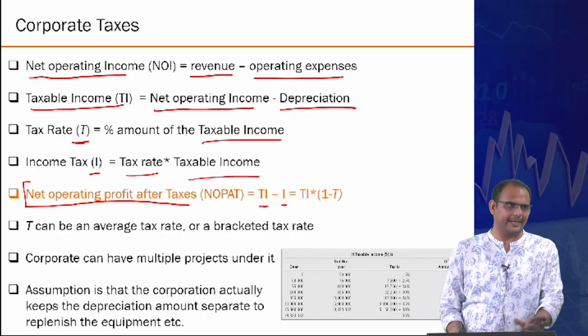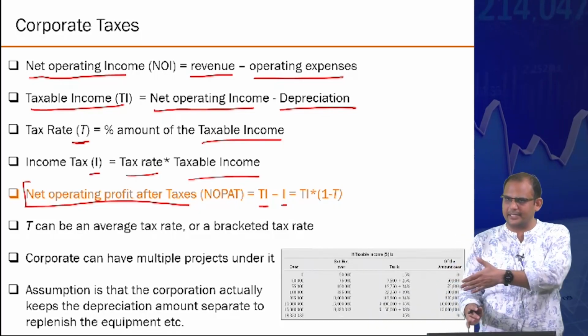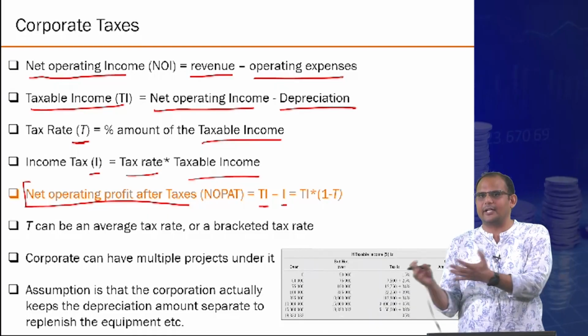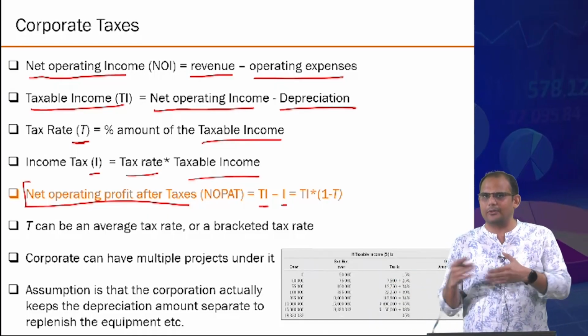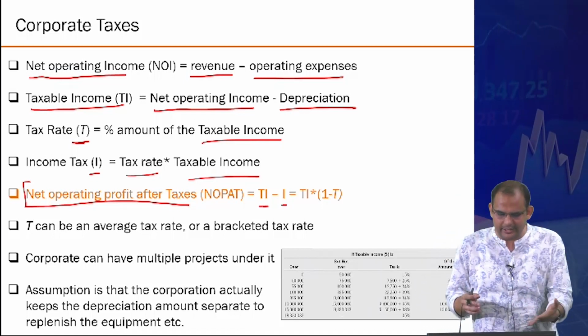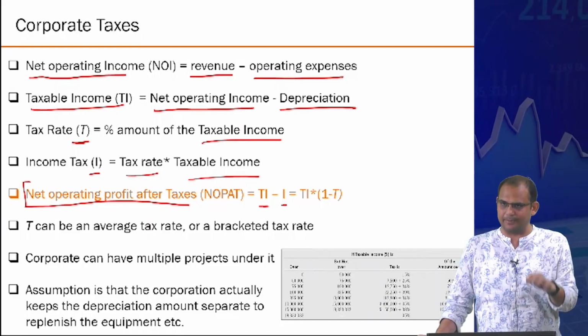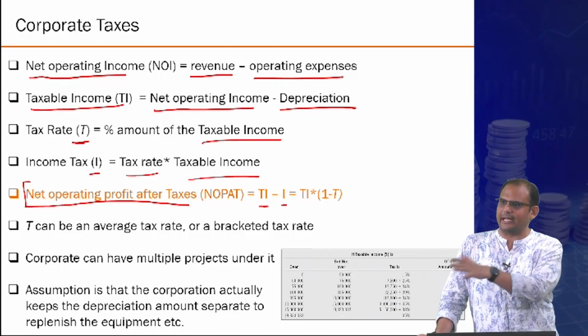Is this calculation making sense? Pretty simple. Net operating income is revenue minus expenses. You should not be paying tax on expenses. So your revenue is not straight away taxable. You are allowed to deduct your expenses from that. Your taxable income further gets reduced because you are taking into account the depreciation amount. Your tax rate is some fixed percentage of the taxable income.